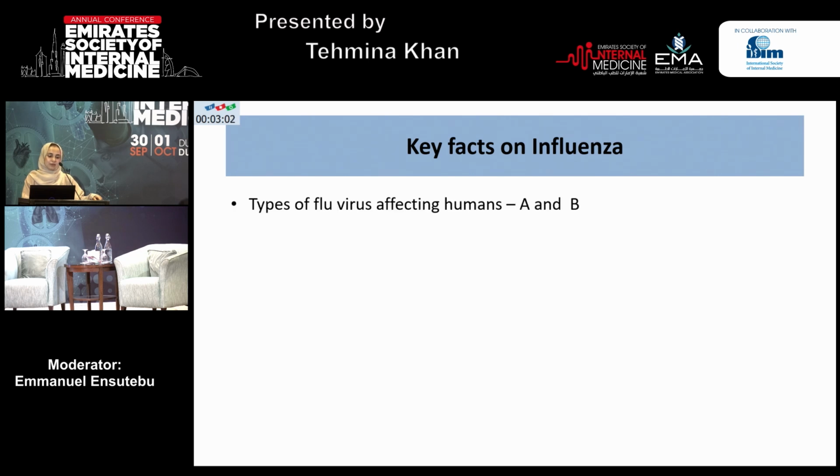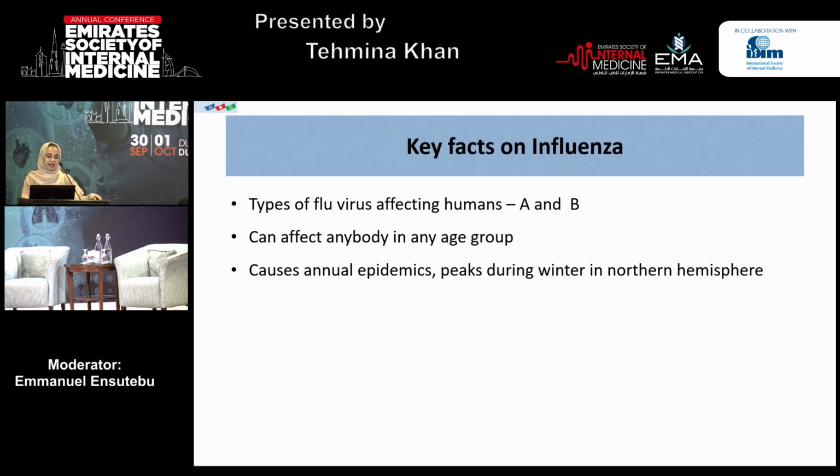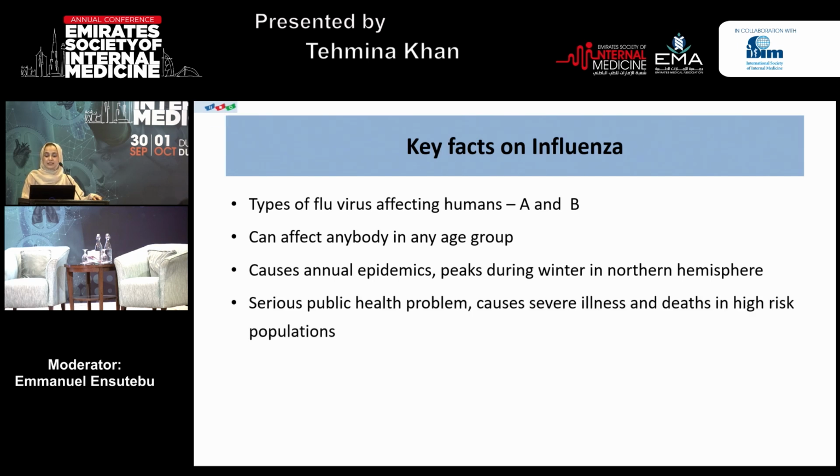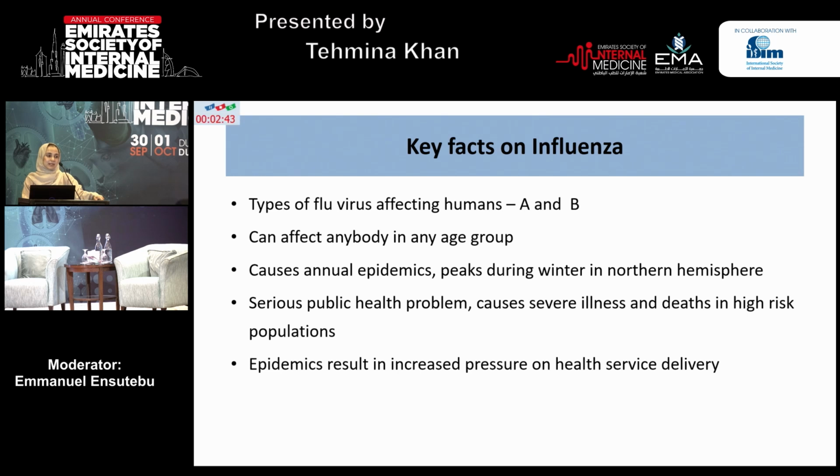So the key facts on influenza: the types of flu viruses that affect humans are A and B, and they can affect anybody in any age group. It causes annual epidemics and peaks during the winter in the Northern Hemisphere. It's a serious public health problem, which can cause severe disease and death in high-risk populations. These epidemics result in increased pressure on health service delivery, and vaccination is one of the most effective ways to prevent infection.